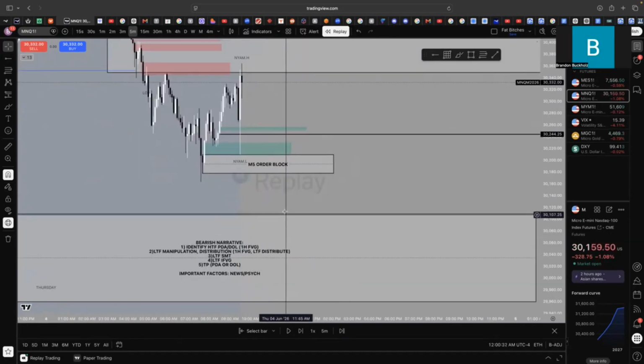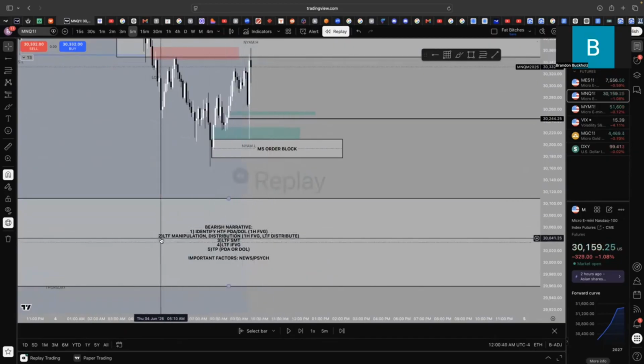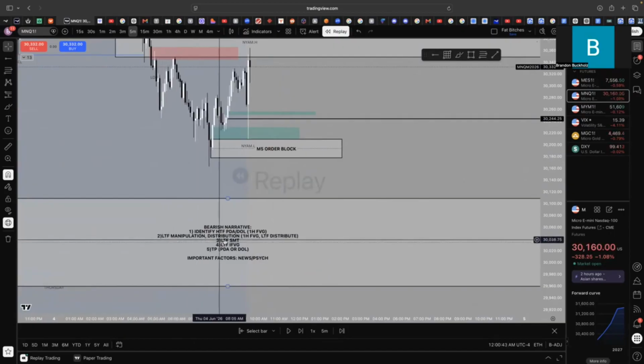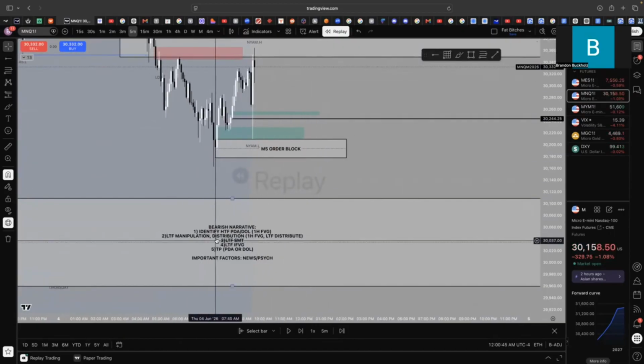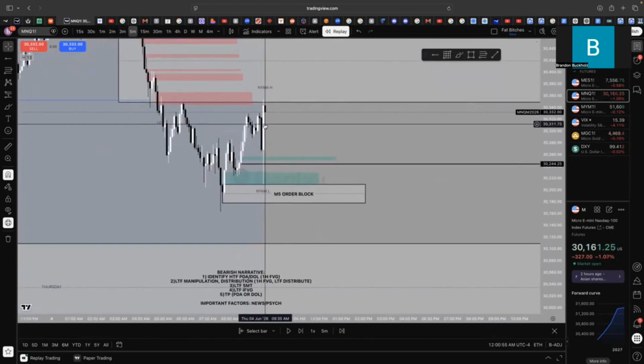So as of right now, we have identified our fair value gap, our high time frame PD array, our 1 hour. We have now had our low time frame manipulation into the gap. We now need some low time frame distribution. We have our SMT already. So we look at the 5. We wait for the next 5-minute candle to close because we are only looking at the 1-minute, the 2-minute, the 3-minute, and the 5-minute. And we are only going to take the distribution leg of the highest time frame.